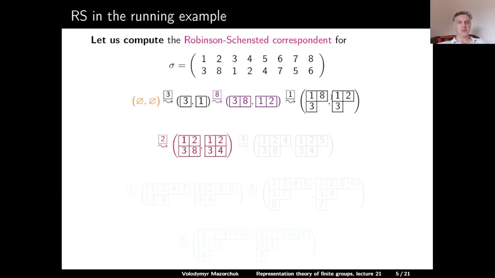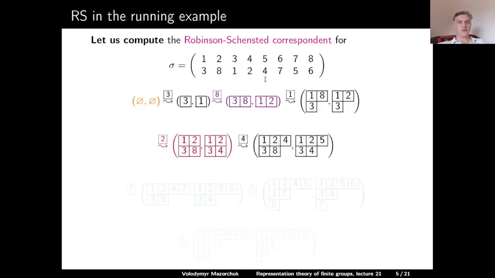Next we insert 2. 2 bumps 8 from the first row, but 8 is greater than 3, so it goes into the second row. So we have 1, 2, and 3, 8 as the insertion tableau, and 1, 2, and 3, 4 as the recording tableau.